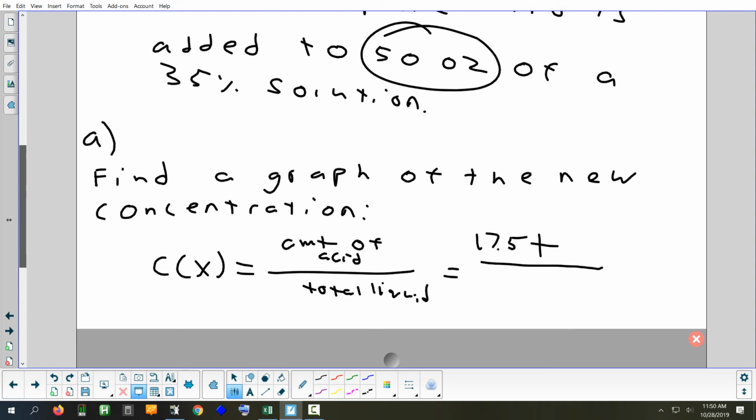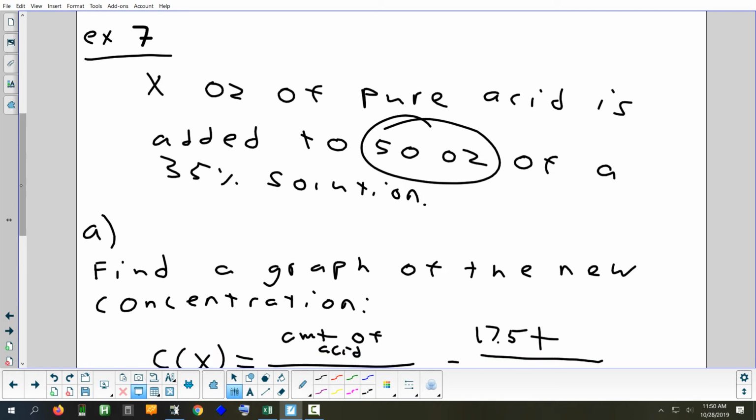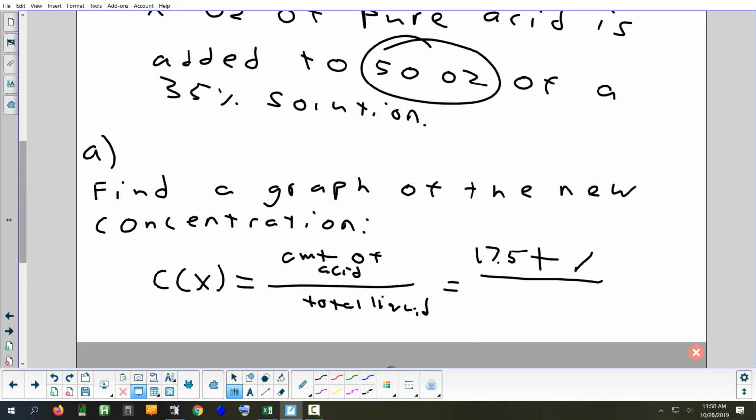17.5. How much pure acid am I going to pour into my liquid? Yep, X. I'm pouring in X ounces. After I do that, that's how much acid I will have: what I started with plus what I added. Now we want the total liquid. What's the total liquid that I started with? Yep, 50 ounces. Started with 50 ounces. And how much liquid am I adding? X.